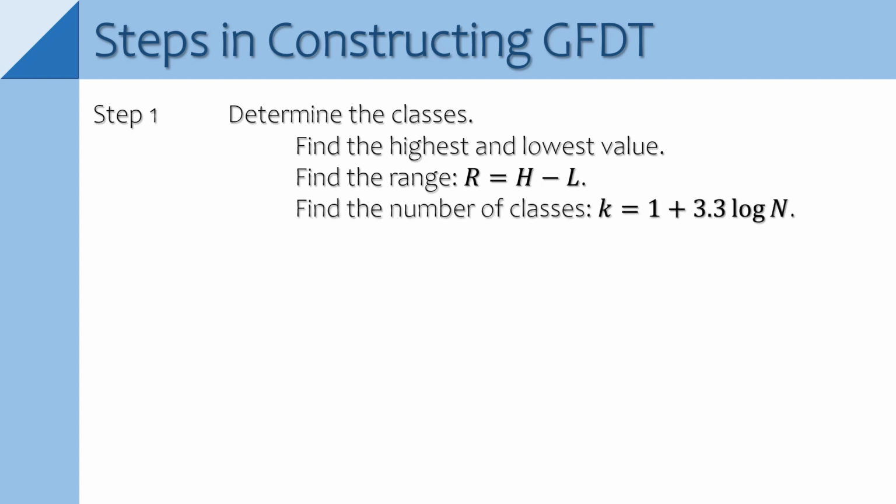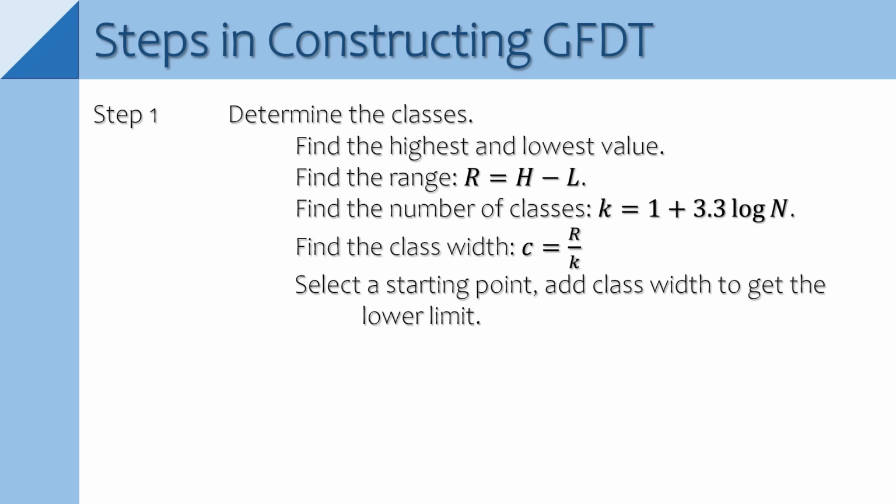Okay, next is find the number of classes. We're going to use the formula k is equal to 1 plus 3.3 log n. So the log here is the logarithm of n. The n is the number of samples or population. Since it is capitalized, that is represented as population. Next is to find the class width, which is C is equal to R over K, or range over classes.